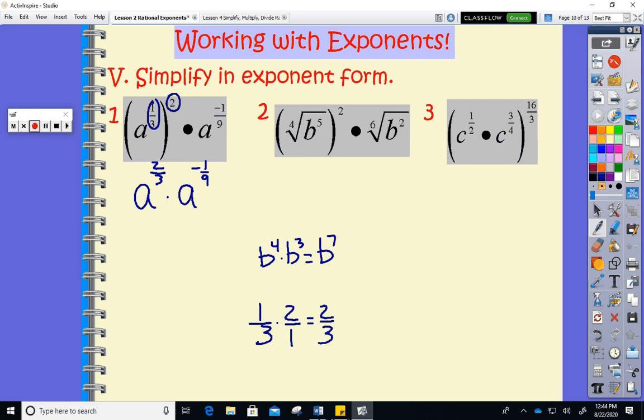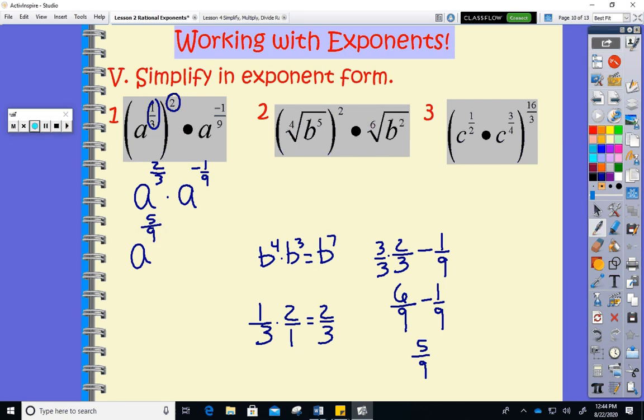So I'm still just adding. So guys, if I say what is 2/3 plus 1/9 or minus 1/9, however you want to say it. Well, the common denominator is 9, so I've got to multiply the first fraction by 3 over 3. So now I can write the first fraction as 6 over 9. The second fraction is 1 over 9, so when I subtract, I get 5/9. So I'm going to say a to the 5/9, and I'm done.